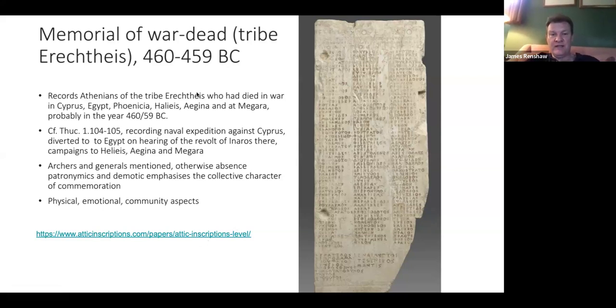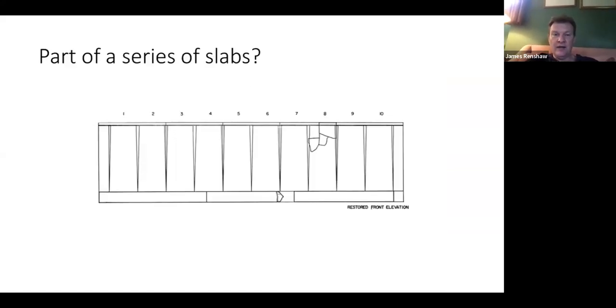What's interesting about it is it relates to the trip to Egypt, and in particular, this is one tribe's war dead for the year, so you can think about war memorials, and whether they are really senior figures in the tribe or just ordinary people. They're just named by their own name. There's nothing to distinguish them. So there's a kind of sense of equality there. And it might have been part of a series of slabs.